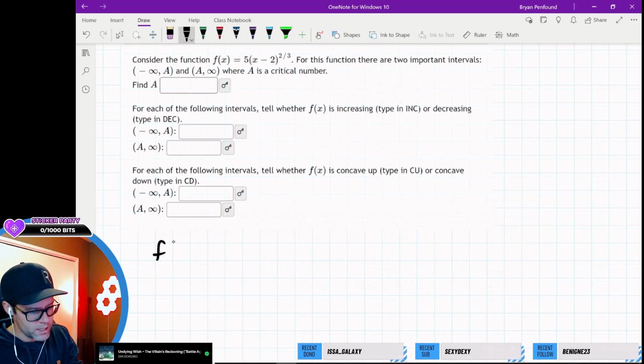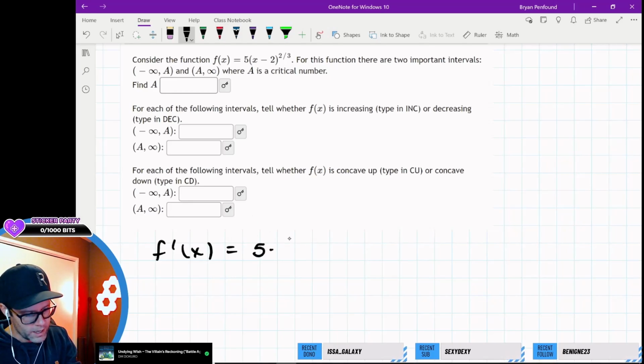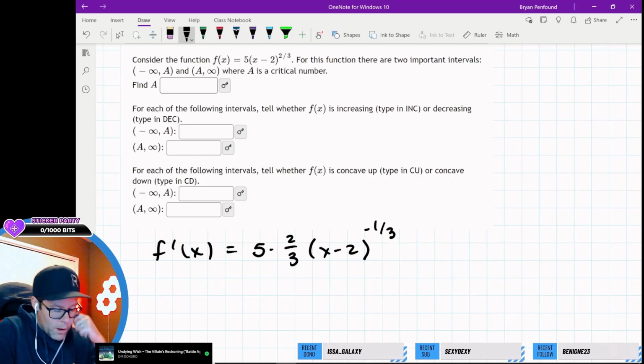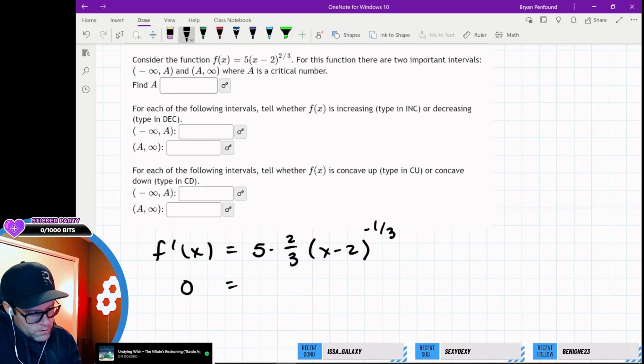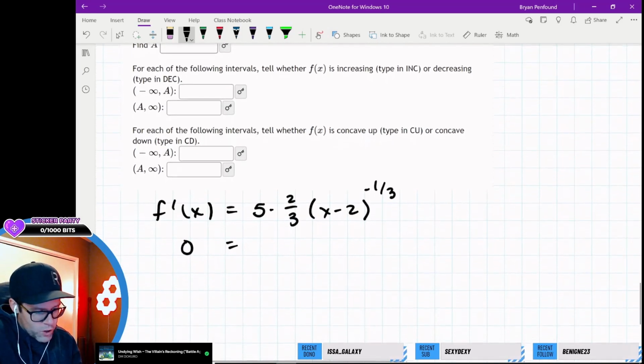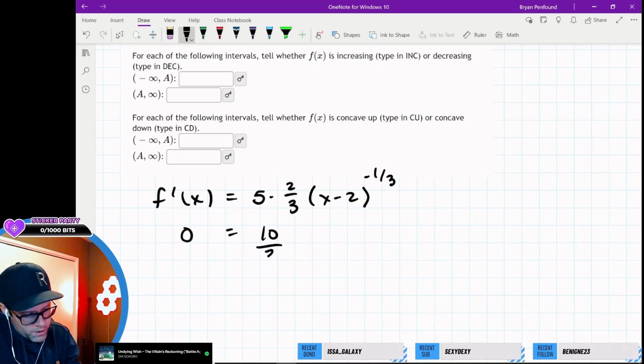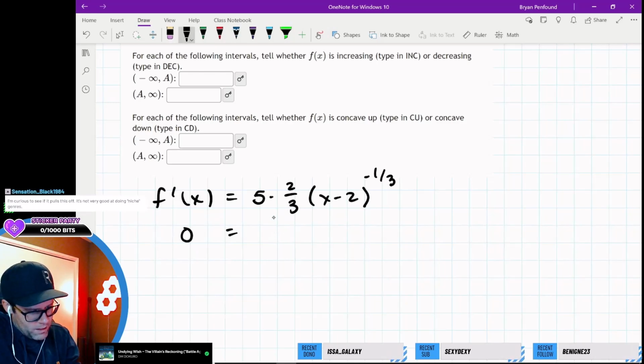Well, that seems like a reasonable thing to do. Let's find the derivative. Wouldn't that be 5 times 2/3 times (x minus 2) to the -1/3? Is that how this works? And if we want to find that critical number, I guess we're just going to try to solve as best as we can for the derivative equal to 0. Is this going to just happen at 2? So we have 10/3. Should I write this? Maybe I'll write this in the denominator. Wait. What the heck? What's going on here? 10 over 3.